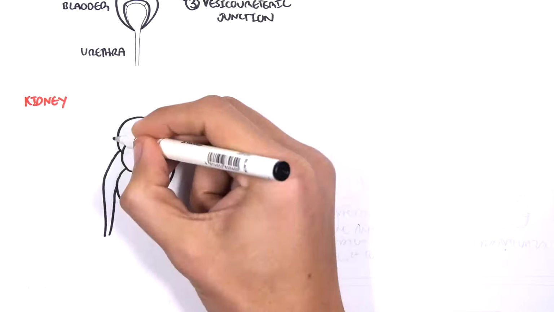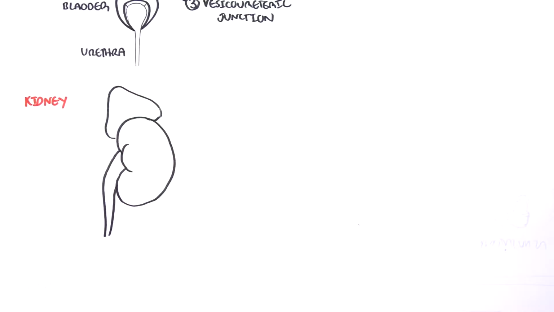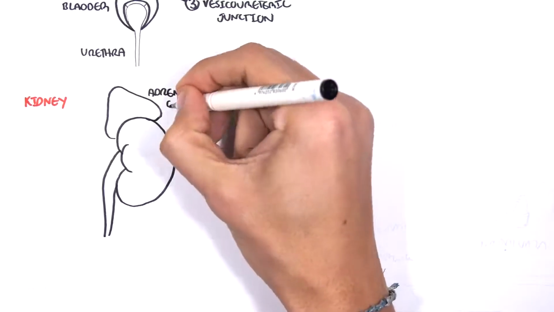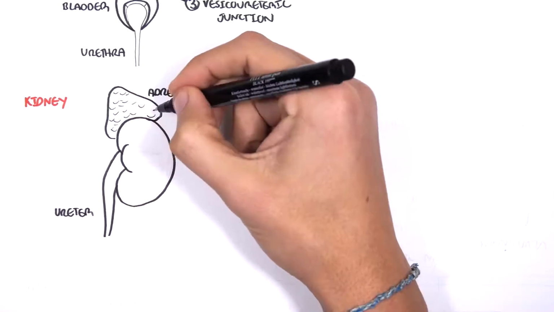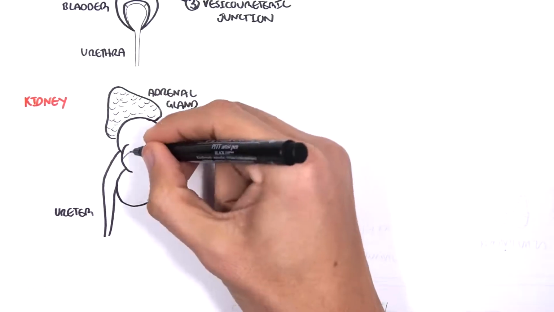The kidney is an organ responsible for filtering the blood and disposing of waste. It's important for regulating blood pressure and regulating electrolyte balance. It is also responsible for producing some important hormones such as erythropoietin and activation of vitamin D. Here is the adrenal glands, which are again the endocrine glands that sit above our kidneys. Here is the ureter.